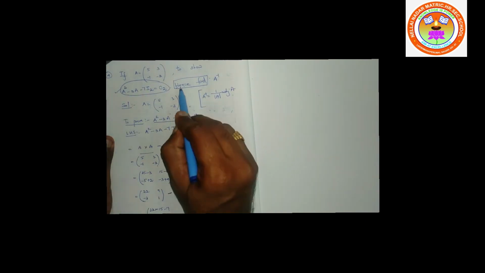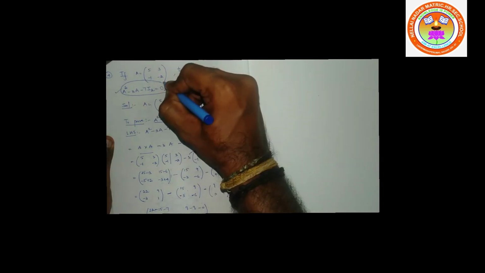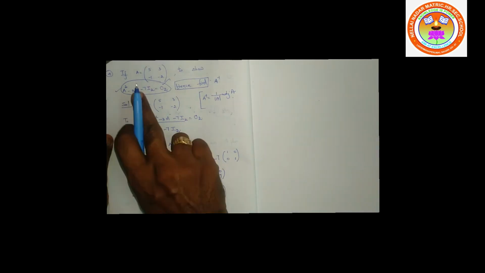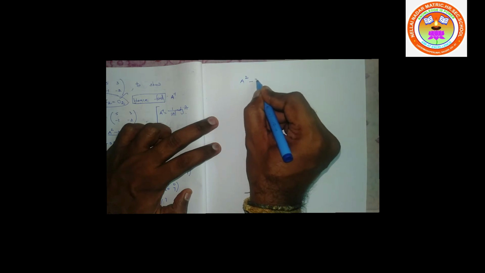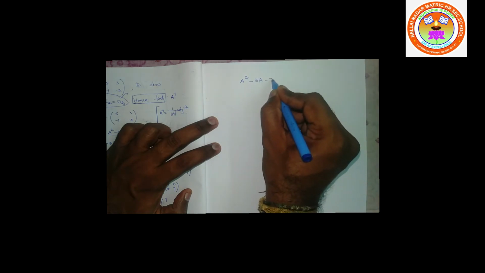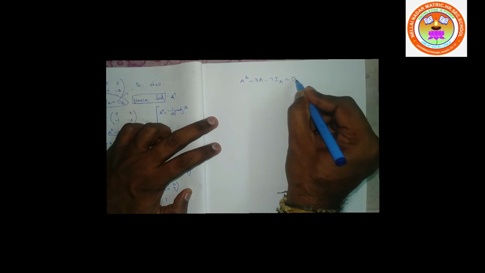What is the meaning? Hence find A inverse means using this result I need to find A inverse. This is our main challenge given for us. So first write the result. What is the given result for us? The given result is nothing but A square minus 3A minus 7I2 is equal to O2. This is our given result.